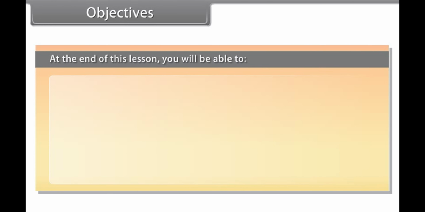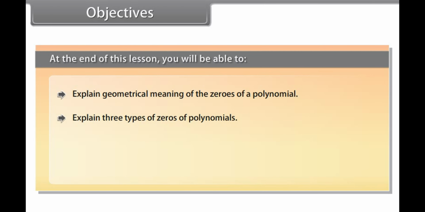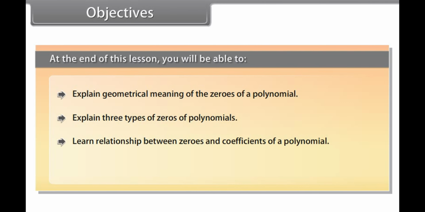Objectives. At the end of this lesson, you'll be able to explain the geometrical meaning of the zeros of a polynomial, explain the 3 types of zeros of polynomials, learn the relationship between zeros and coefficients of a polynomial, and explain the division algorithm for polynomials.